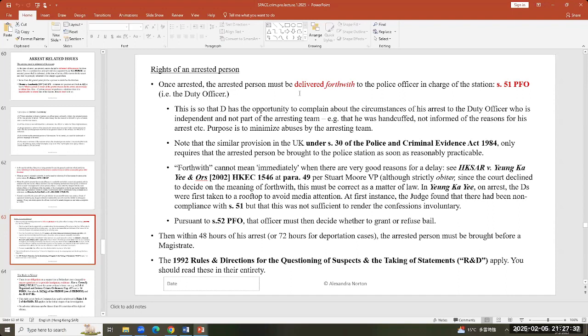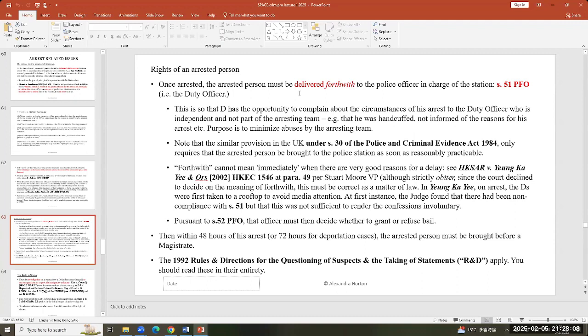Now, the police said the reason they did that was to preserve the crime scene, because by this time, members of the media had gotten wind of what's happening because they listened to the police scanner radios. So there was a lot of paparazzi all around the holiday villa. So that's the reason they didn't deliver forthwith. So the court said, technically, this provision was breached, but it wasn't enough to render the defendant's confession involuntary.